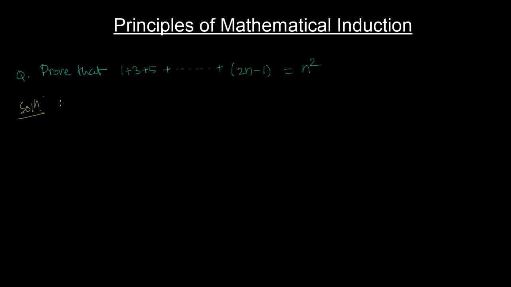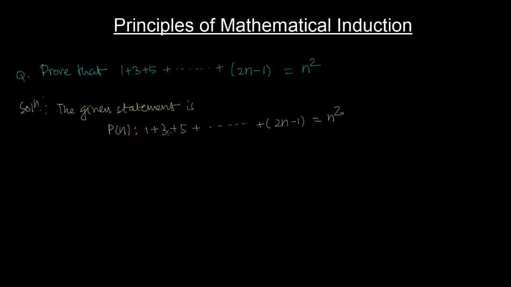So what we do is we prove that it is true for n is equal to 1. So for n is equal to 1, you first of all write that the given statement is Pn: 1 plus 3 plus 5 goes up to 2n minus 1 is equal to n squared. This is a statement which has got two sides, an LHS and an RHS, and they are equal. So Pn is this, right?